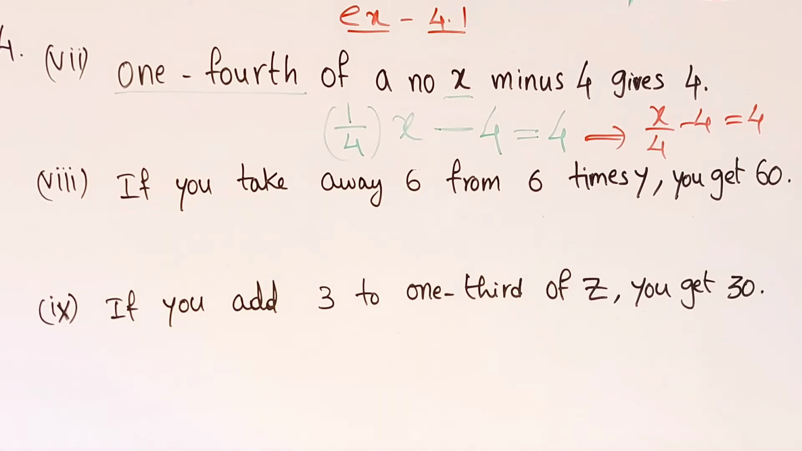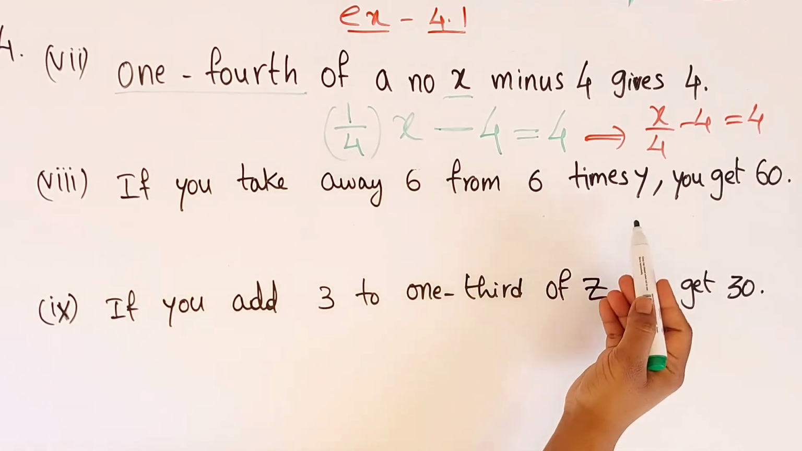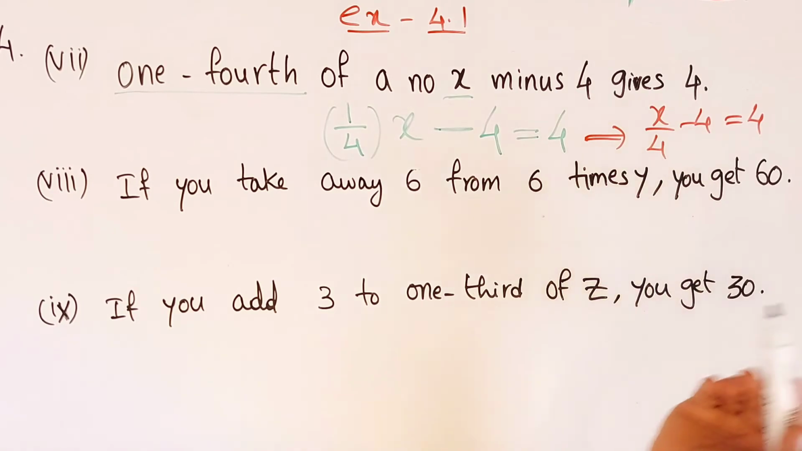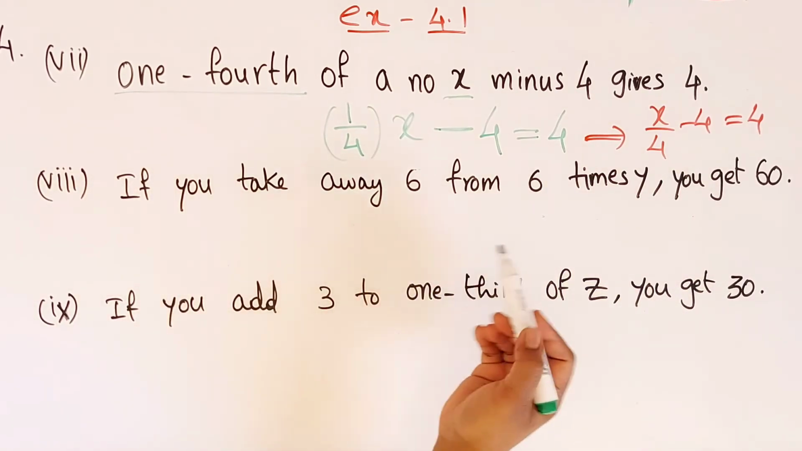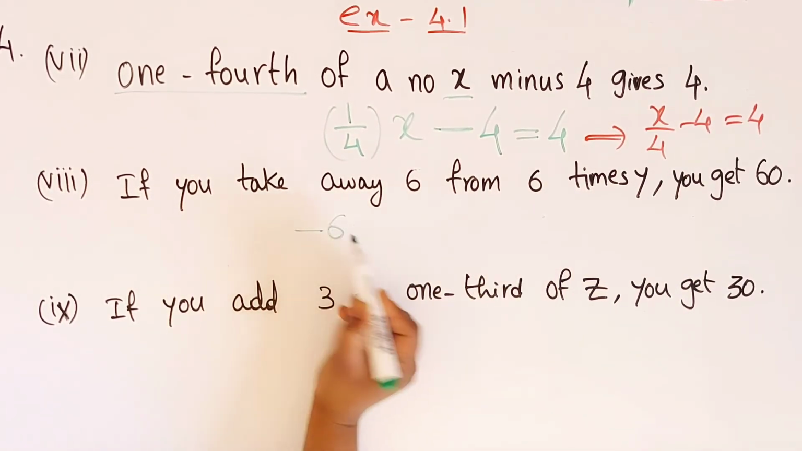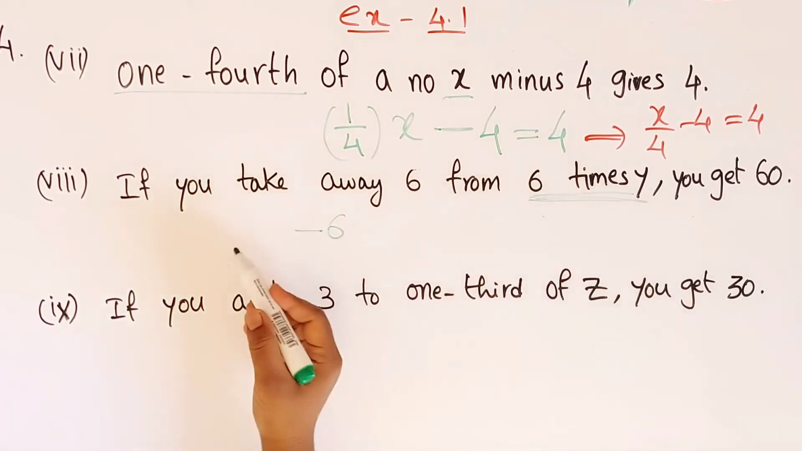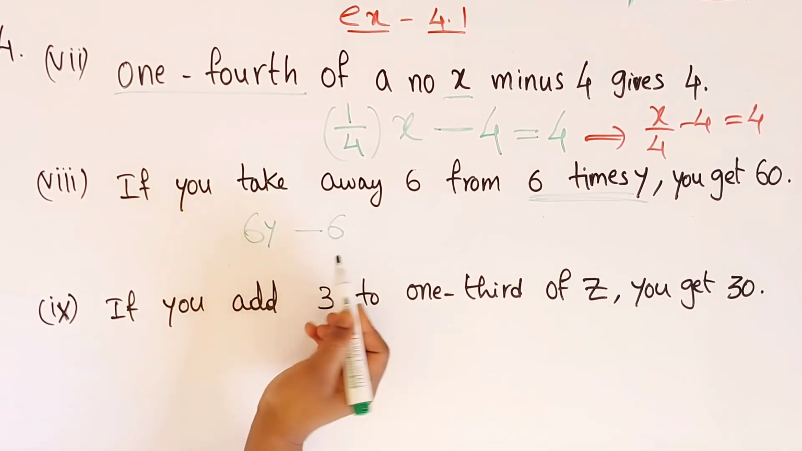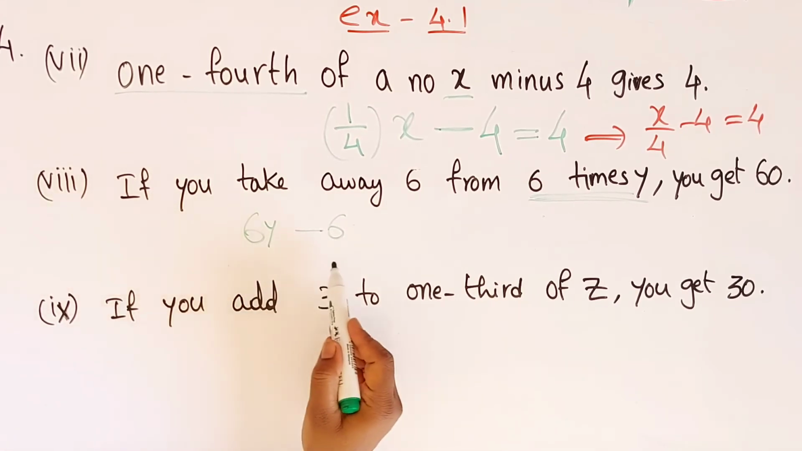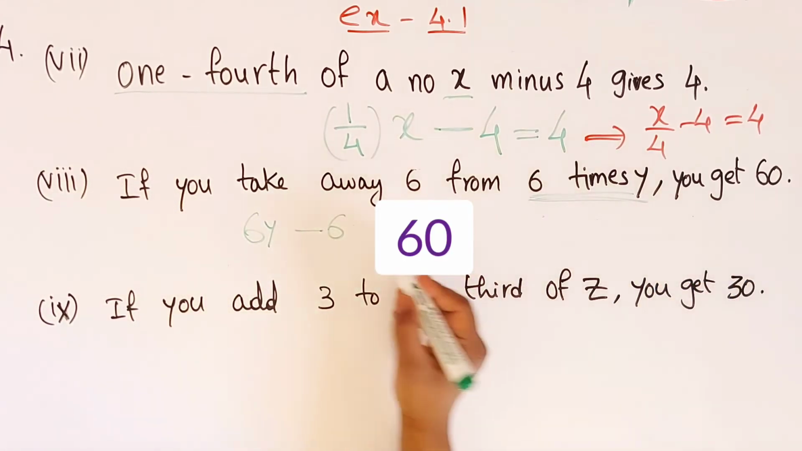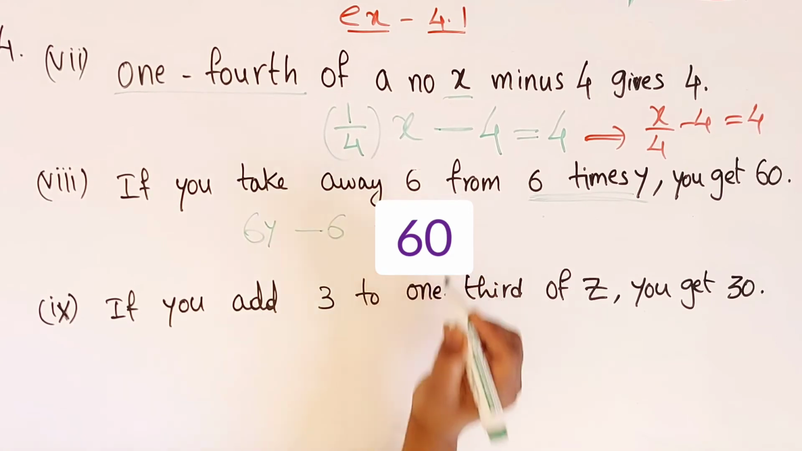Eighth one, if you take away 6 from 6 times y, you get 60, children. If you take away 6, that means minus 6 you have to write from 6 times y. 6 times y means 6 into y. 6y you have to write first. So 6y minus 6, you get 60. That equals 60, children.